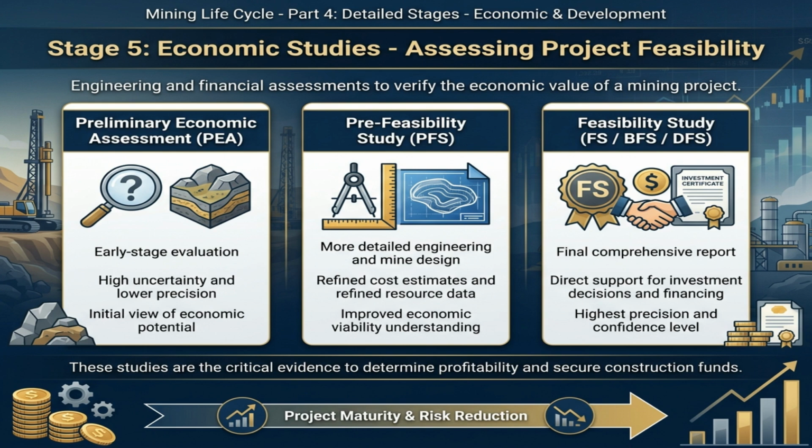Stage 5 is the economic studies phase, where the project's technical promise is translated into financial viability. The process typically starts with a preliminary economic assessment, then advances to a pre-feasibility study, and finally to a full feasibility study. Each step adds more engineering detail, better cost estimates, and a higher level of confidence. These studies are critical because they determine whether the resource can support a profitable mine. For investors, this stage is about de-risking. A project with a strong study can attract funding and move forward, while a weak study can stop development completely.